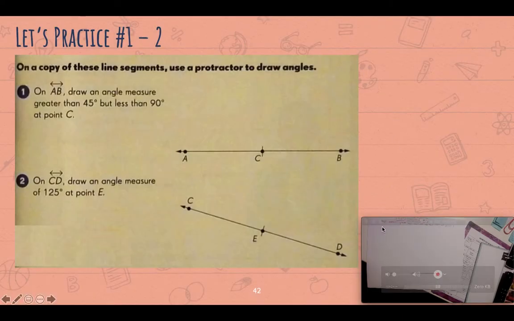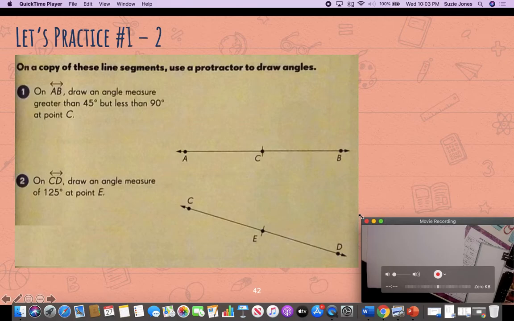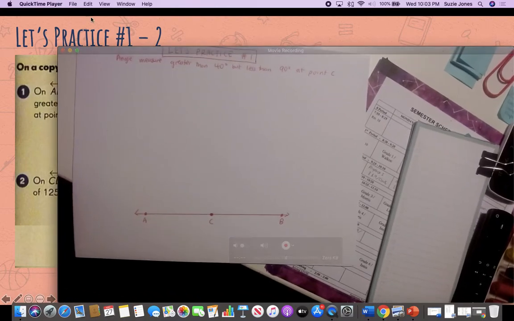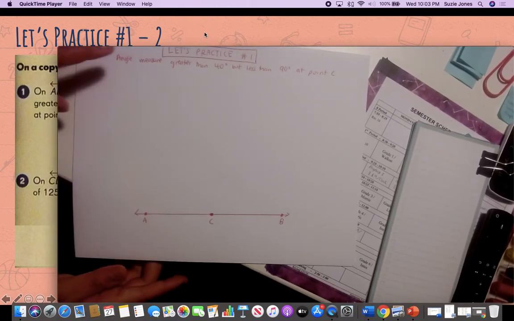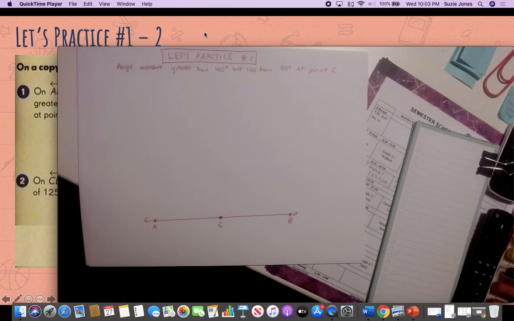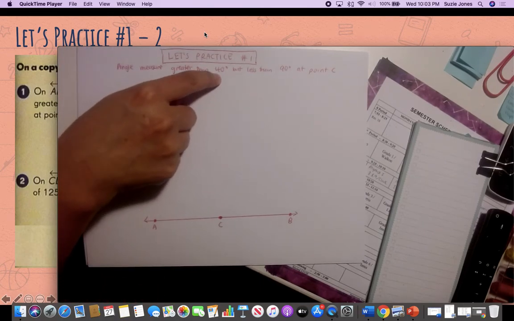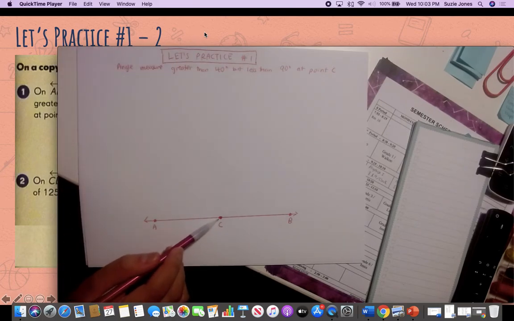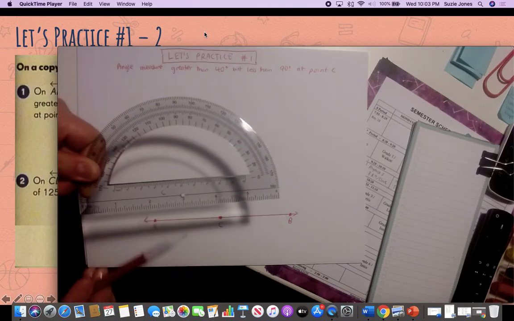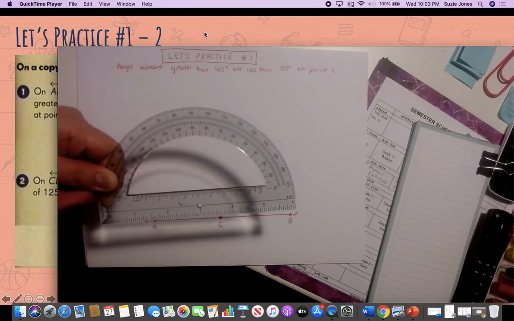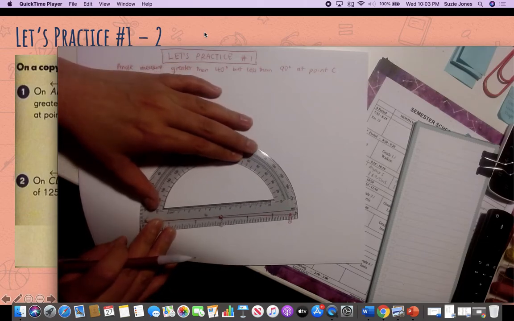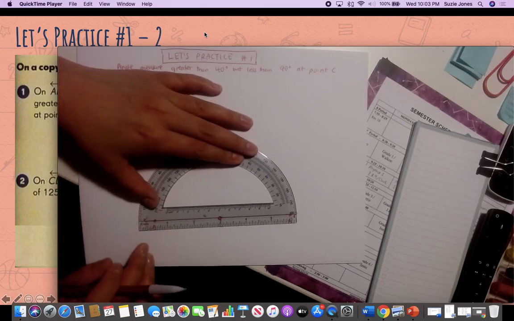Hello. All right. Let's see what you got. So let me just make this a tab larger. Okay, there we go. So what we had to do here was we have an angle measure greater than 40 degrees but less than 90 degrees at point C. So at point C, that means C is my vertex. So my vertex has to go inside my center hole right here. And my baseline on my protractor has to match up with the ray. That's horizontal, that's perfect.